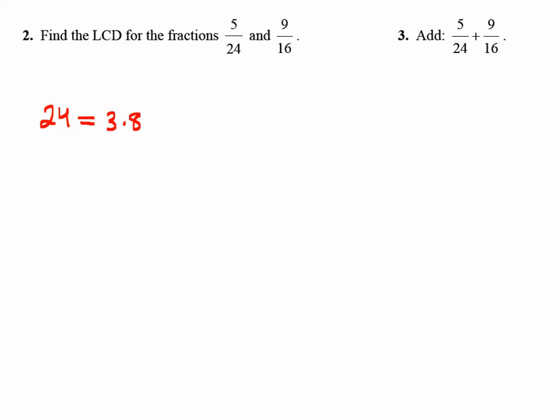24 breaks down into 3 and 8, and the 8 still breaks down into 2 times 2 times 2. If you want to put them in order, that's fine with me; if you don't, that's fine too. But we're going to go 16 here. 16 is 4 times 4, and each of those breaks down into 2. So 2 times 2 times 2 times 2.